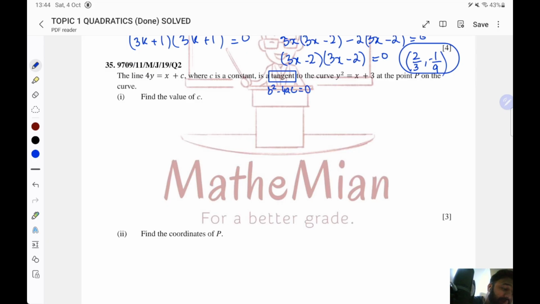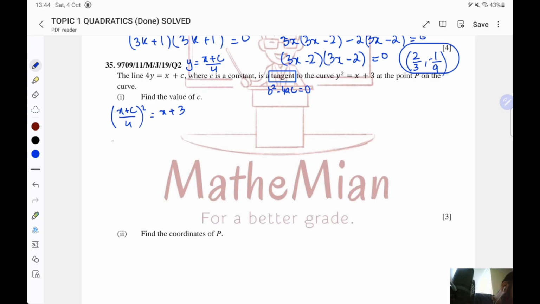So it's easy and simple. What you can do is make y the subject for both of them. So it will be x plus c divided by 4, and over there you already have it. So let's substitute it there. It will become x plus c divided by 4, whole square, equals x plus 3. So we are finding the equation for intersection.